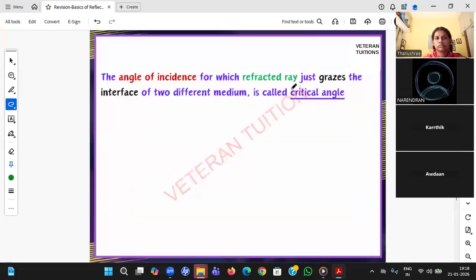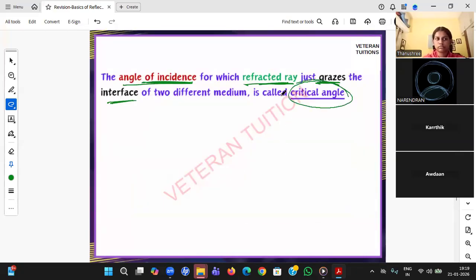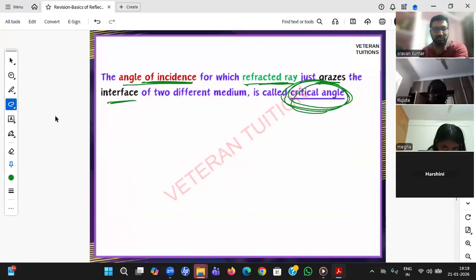Okay, so please understand what is the critical angle. It is the same angle of incidence, but at the scenario where the refracted ray touches or grazes the interface between the two media. That scenario is known as the critical angle. Okay, Karthik, understanding, students?